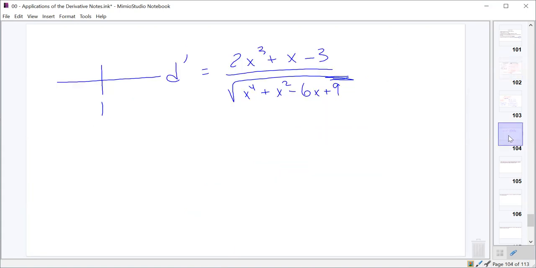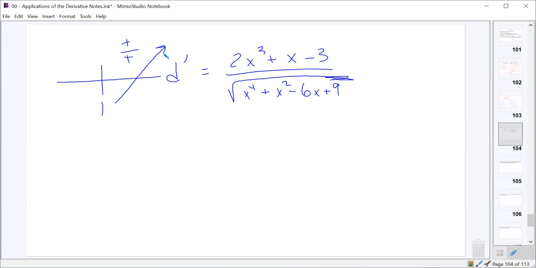So if we plug in something more than 1 to that, let's say like, I don't know, 1,000,000, our denominator is always going to be positive. And our numerator here, 1,000,000 cubed plus 1,000,000 is going to be pretty big. Subtract 3, that's still going to be positive. So we've got a positive over a positive, telling us that our function, our distance, is increasing after x equals 1.